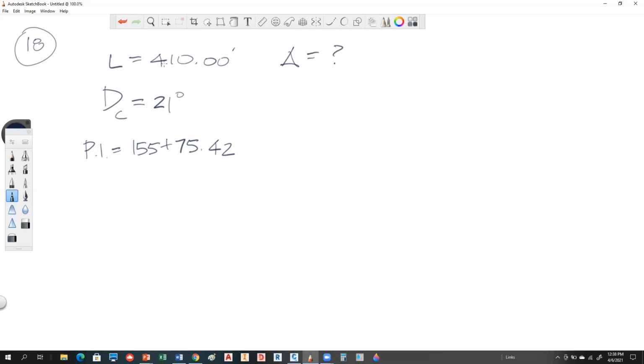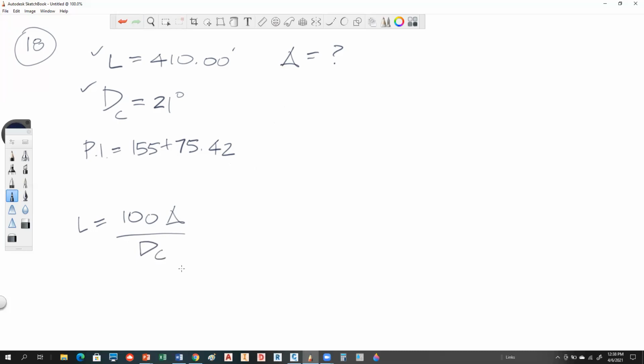Well, what do we know? We know this, and we know this. Do we have an equation that relates these two together with that? I just got finished using it. There's one that says L is equal to 100 times delta divided by degree of curve. Can we use that to solve this?